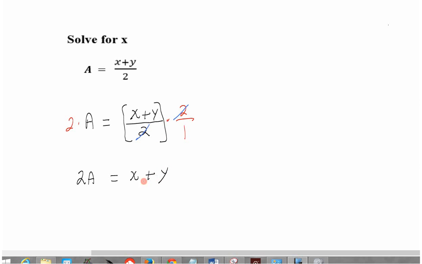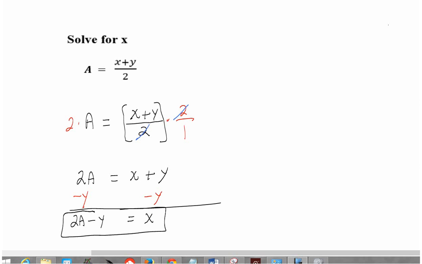And now we want to get rid of that plus y so that x is all by itself. Well, we know how to do that. We subtract y from both sides. Since this is addition of y, we can get rid of it by subtracting. When we're finished with that, the y's cancel, so we have x is equal to 2a minus y. And that's it. We're done because x is all by itself.